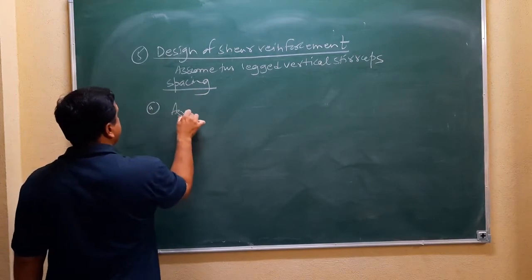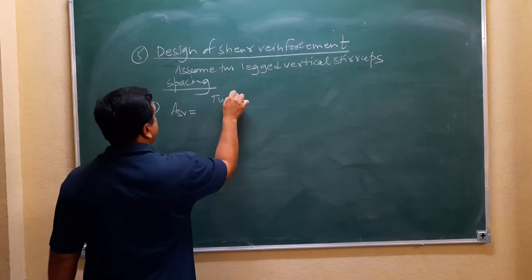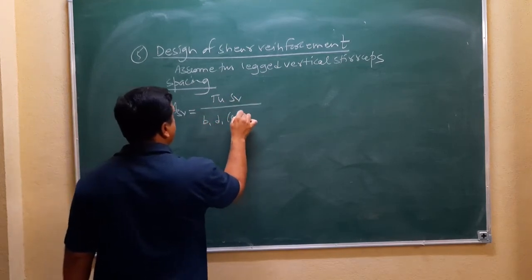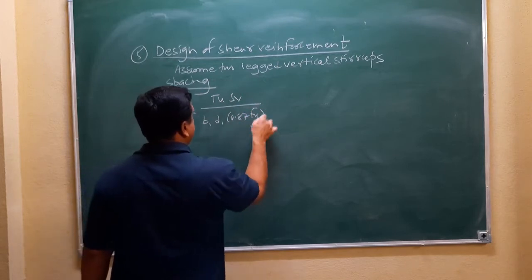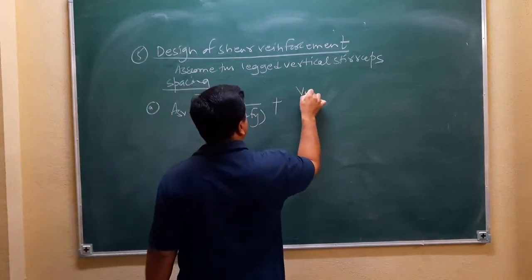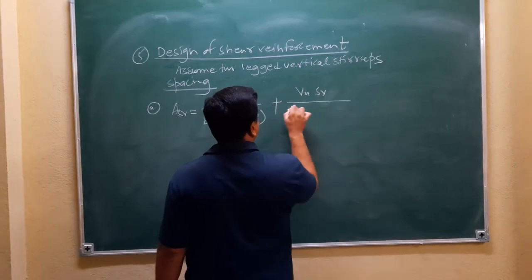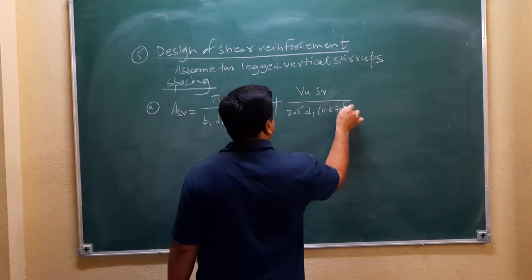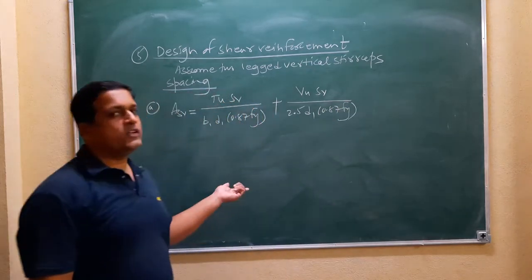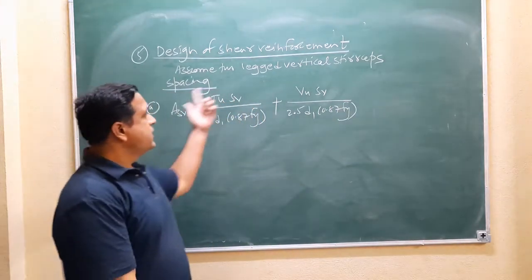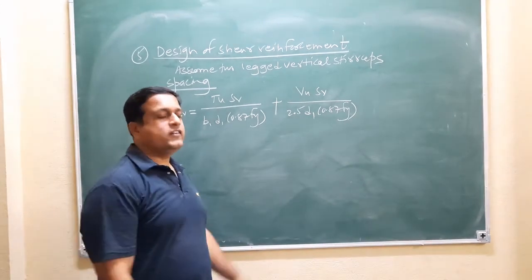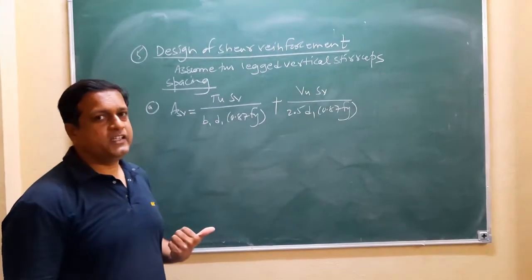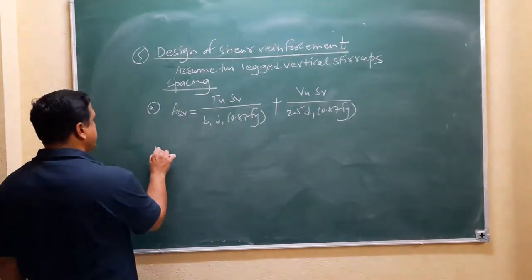That is ASP is equal to TU into SV divided by B1 D1 into 0.87 Fy plus VU into SV divided by 2.5 D1 into 0.87 Fy. This formula is available on page number 75. Use this formula directly and find out the spacing. SV is the spacing and ASP is the area of one stirrup bar multiplied by legs.